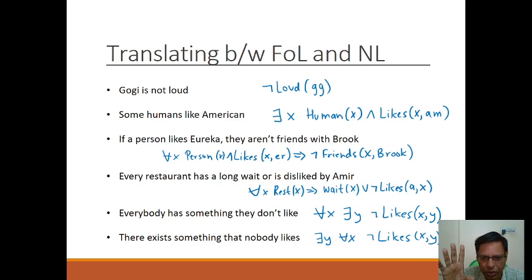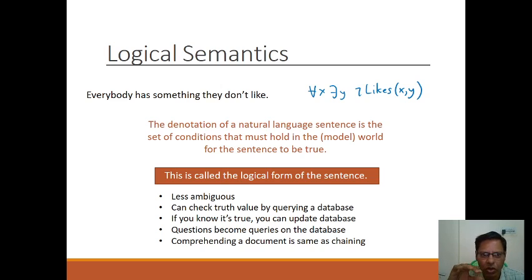Everybody has something they don't like. This statement is converted into the relational form: for every X, there exists Y such that not likes(X, Y). There exists something that nobody likes. These are all the logical translations of the statements. Everybody has something they don't like: not likes(X, Y), a binary relation.